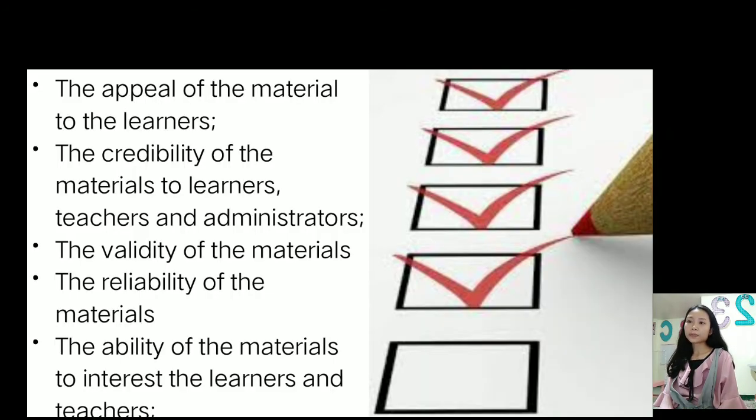First is the appeal of the material to the learners. So materials should be appealing to the students. Using appealing learning materials makes the student become attentive to the lesson. It must be an attention grabber. The material should catch the eyes of the reader.